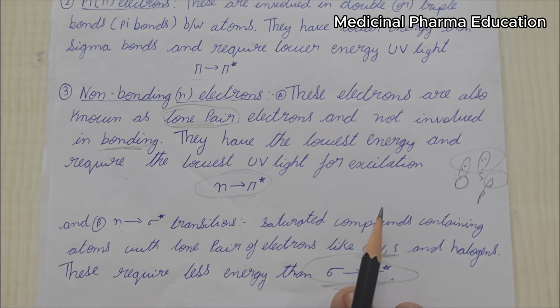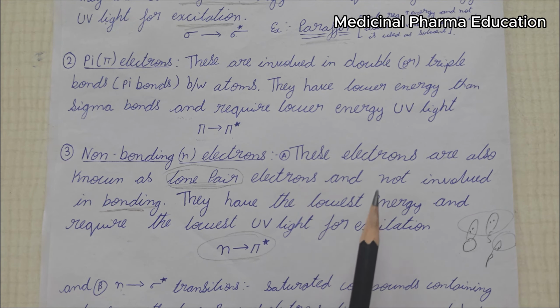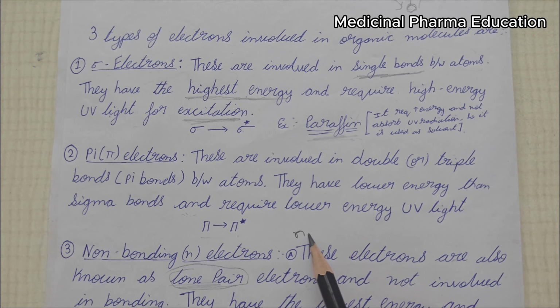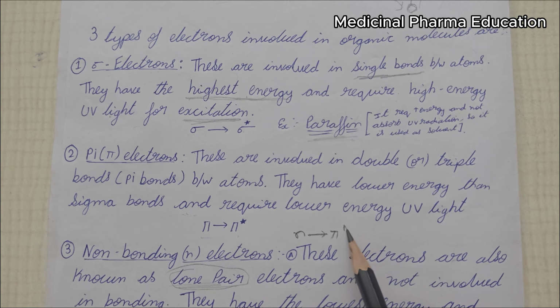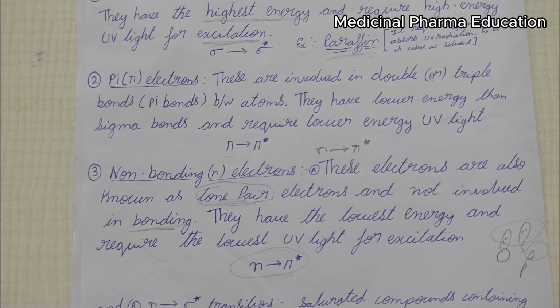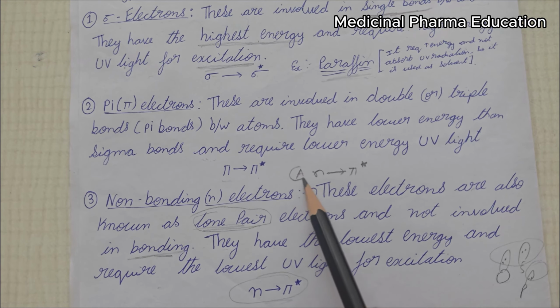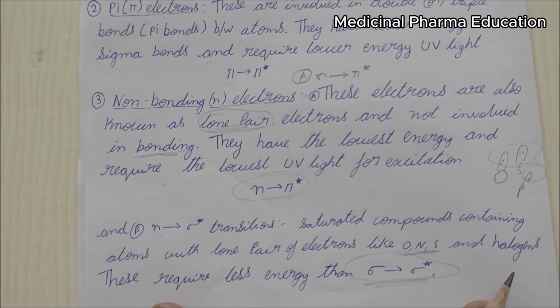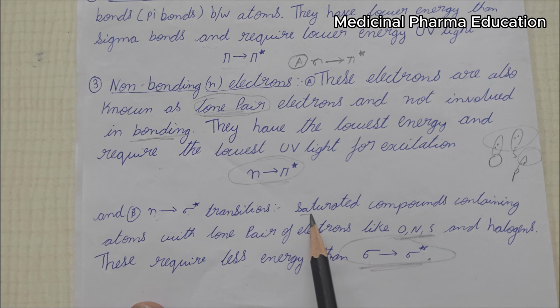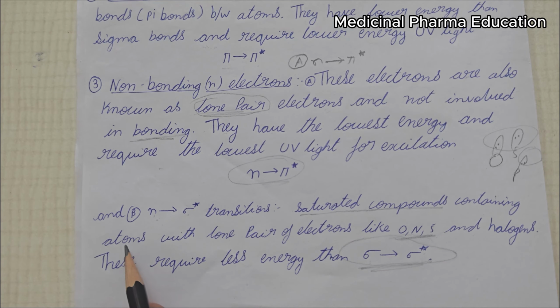Next, you have to write here n to pi star, non-bonding electrons. This one is A, not written. Okay, next this one is B, n to sigma star transition. It occurs in saturated compounds containing atoms with lone pair of electrons like oxygen, sulfur, nitrogen, and halogens. They require less energy than sigma to sigma star.